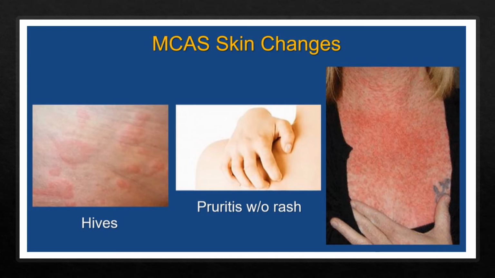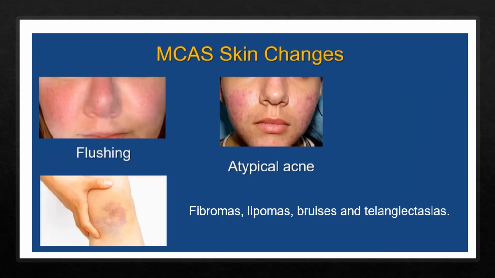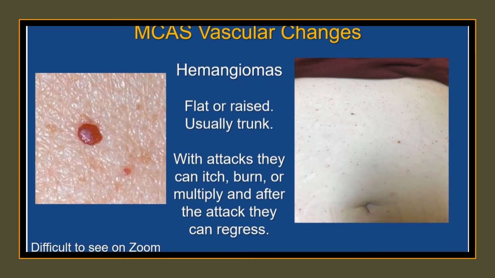So some of the most overt signs of MCAS are changes to the skin, and you can see that as urticaria or hives. You have pruritus without rash, so just itching but no lesions. There can be flushing, atypical acne. You can see bruising and telangiectasias, fibromas, and lipomas even in certain cases. Other manifestations on the skin are hemangiomas and red nevi, either flat or raised, usually presenting on the trunk or abdomen. And it's very difficult if you're doing a Zoom encounter because it's hard for patients to place the camera close enough and zoom in on these lesions. So sometimes in-person encounters are required.